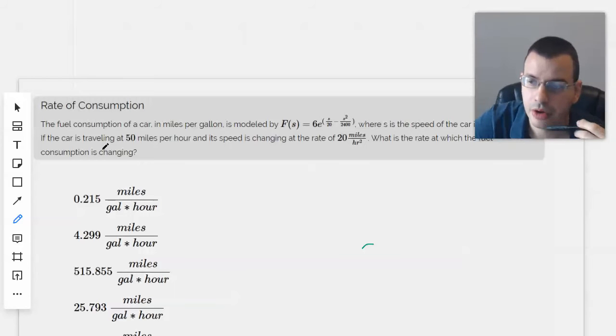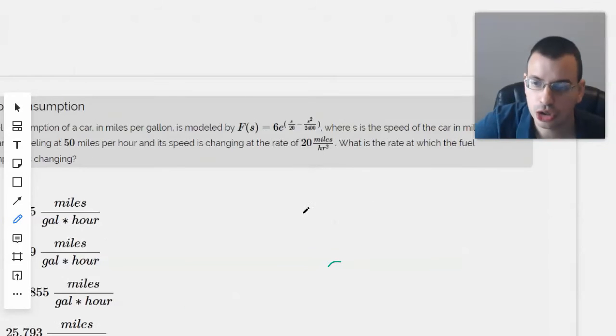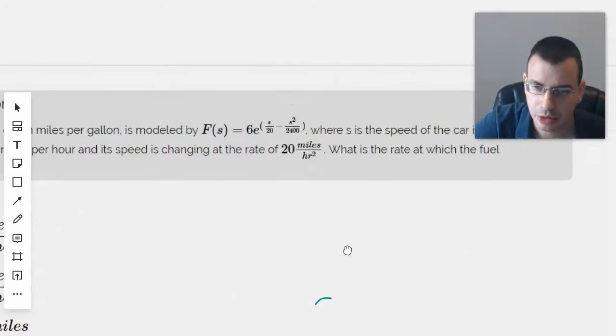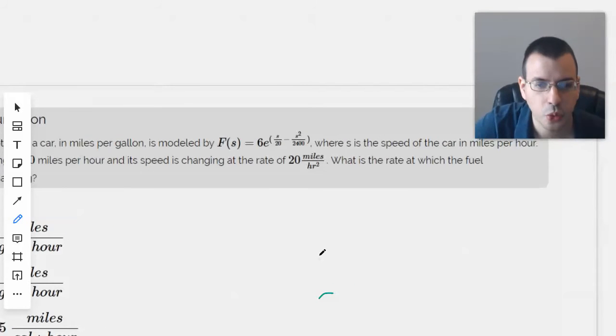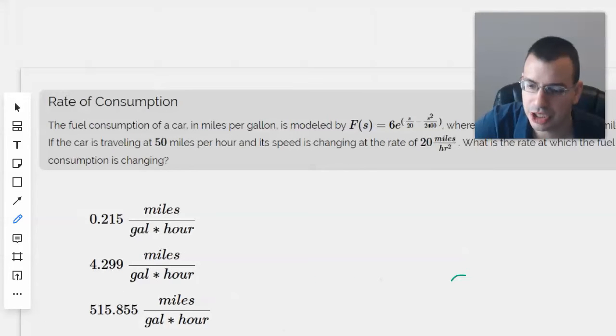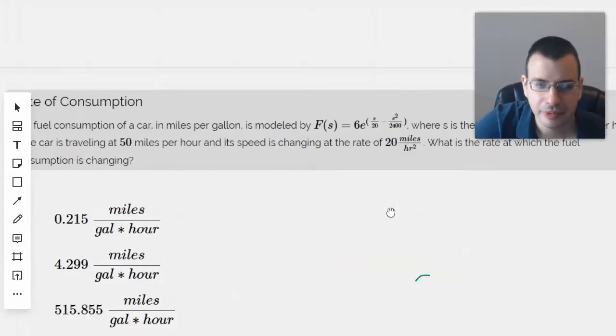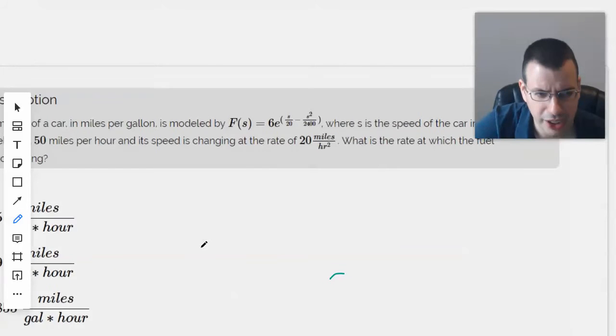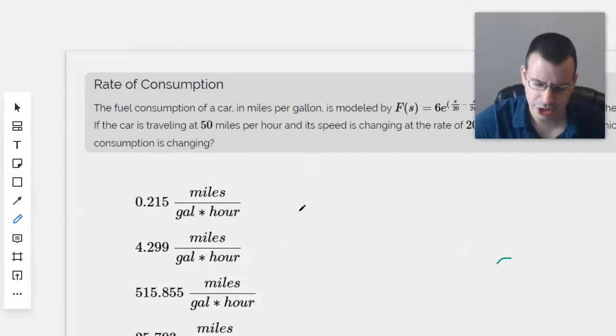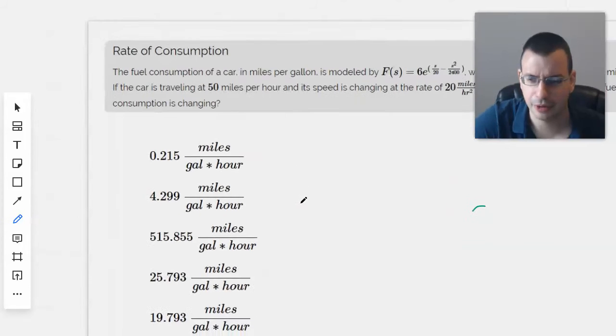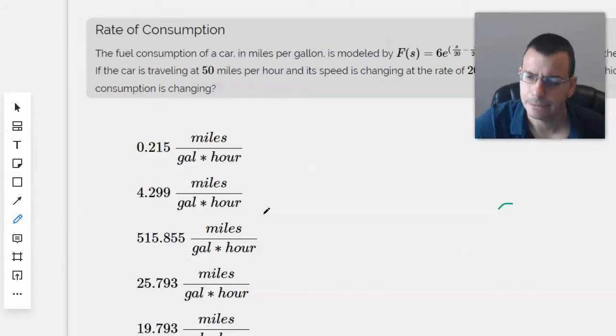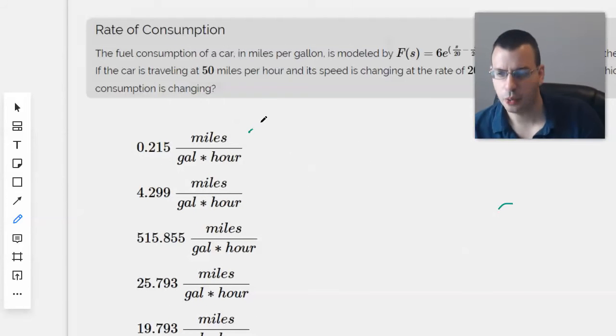Seems reasonable. If the car is traveling at 50 miles per hour and its speed is changing at a rate of 20 miles per hour squared, so that's like an acceleration, what is the rate at which the fuel consumption is changing? Fuel consumption would be miles per gallon, and the rate of that would be miles per gallon per hour, which I think is what this is.